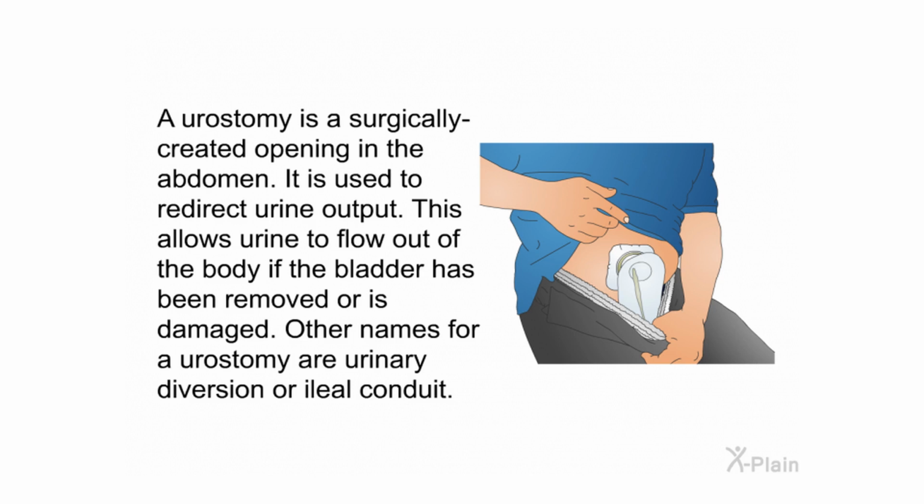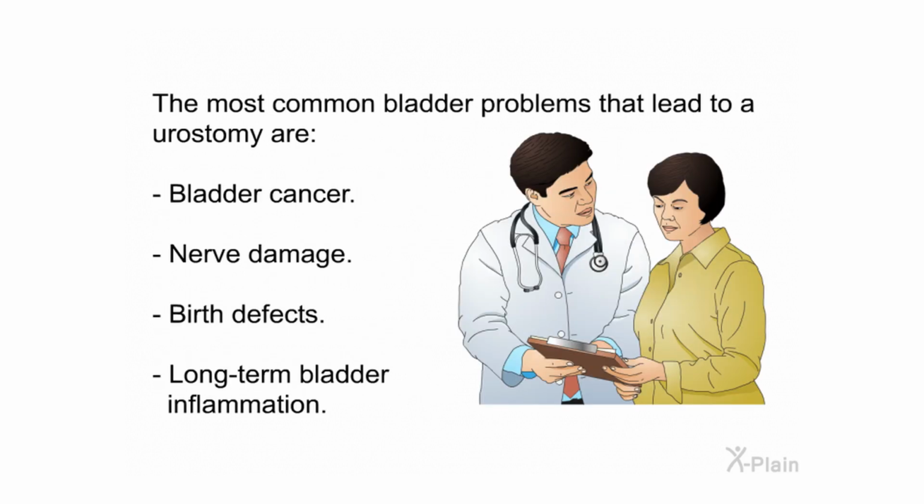A urostomy is a surgically created opening in the abdomen. It is used to redirect urine output. This allows urine to flow out of the body if the bladder has been removed or is damaged. Other names for a urostomy are urinary diversion or ileal conduit. The most common bladder problems that lead to a urostomy are bladder cancer, nerve damage, birth defects, and long-term bladder inflammation.